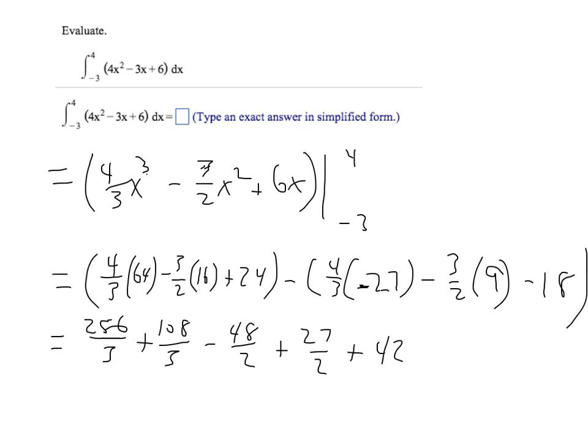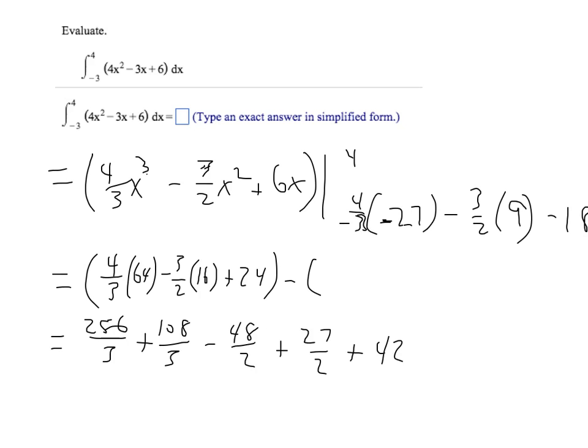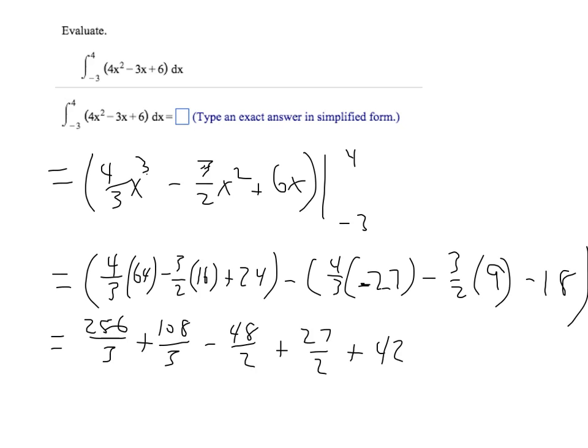By leaving it like that, I'm getting rid of these parentheses by combining all the terms as I go and making sure I get my minus and minus signs right. The advantage of doing that is that now I have all of my different pieces together. So 256 plus 108 is 364 thirds. Minus 48 plus 27 is minus 21 halves. And then I have plus 42.